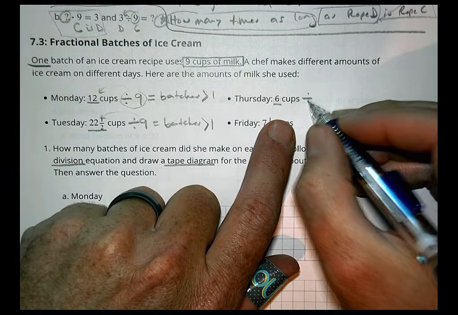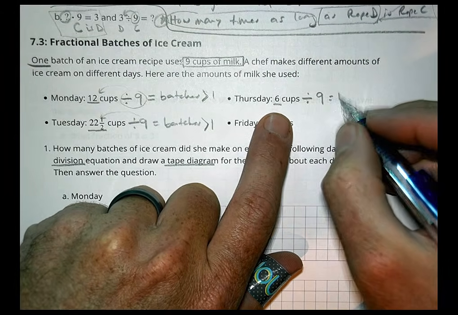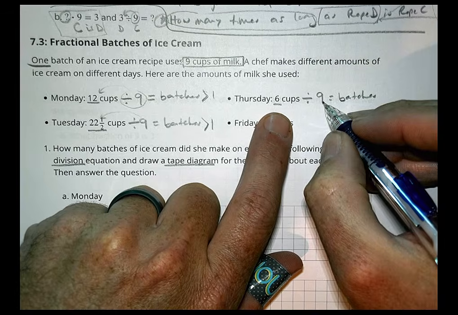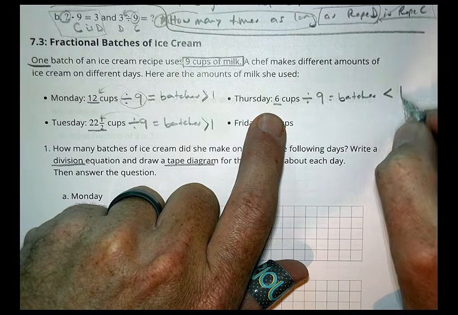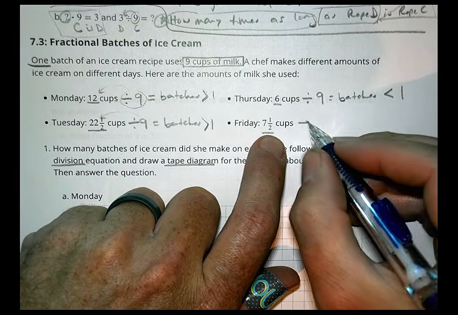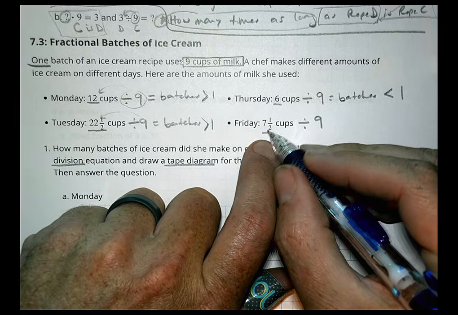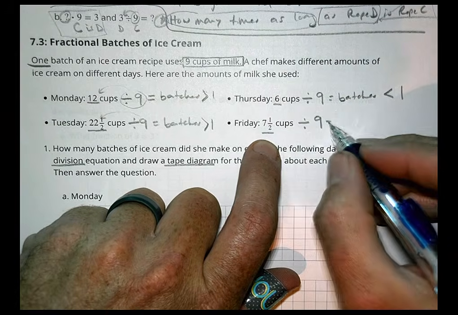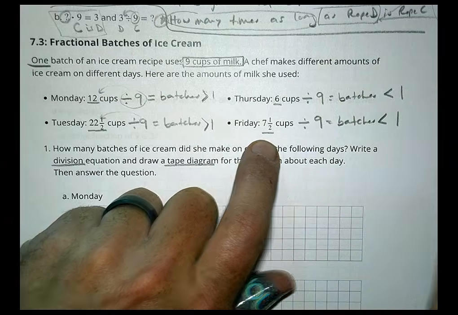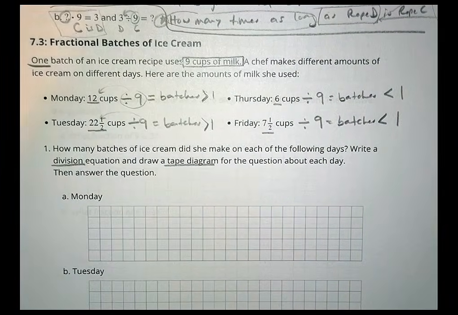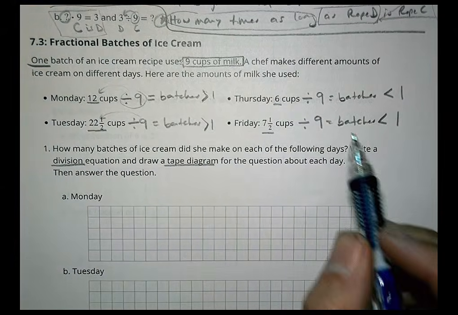On this one, if we use 6 cups and it takes 9 to make a whole batch, this is again the number of batches. We didn't even use a whole 9, so it tells us that this batch is going to be less than 1. And then finally here, for 7.5 cups used, we know we need 9 for a batch. We use 7.5. It's almost 1. We should get something close to 1, but that should also be less than 1. Okay? So use this as a guide as we work through these, to know that our first 2, Monday and Tuesday, should be more than 1. The last ones should be less than 1 whole batch.